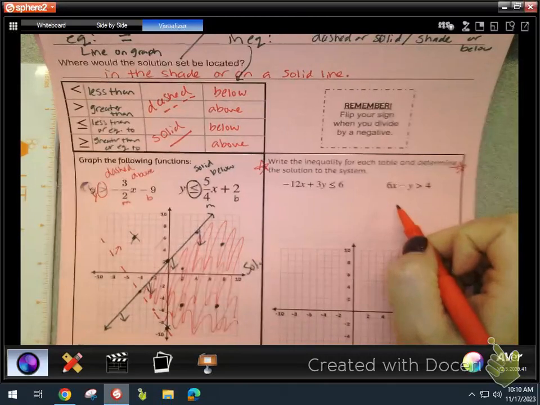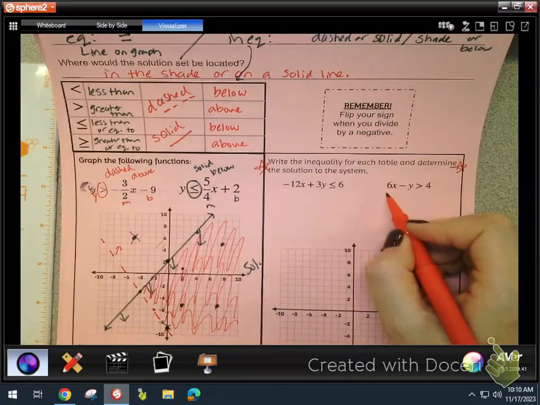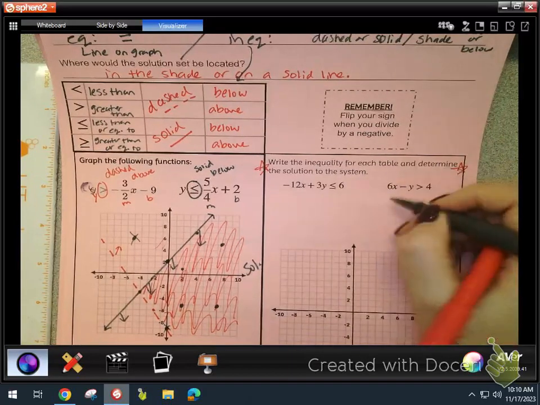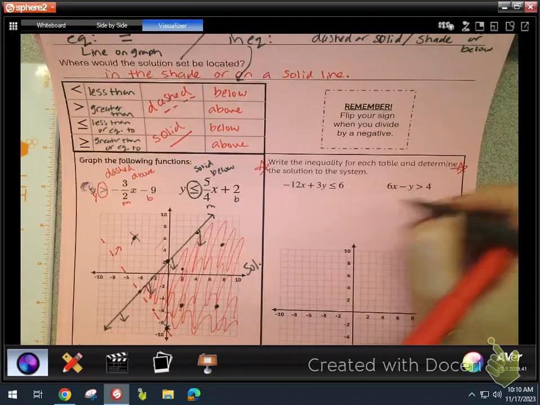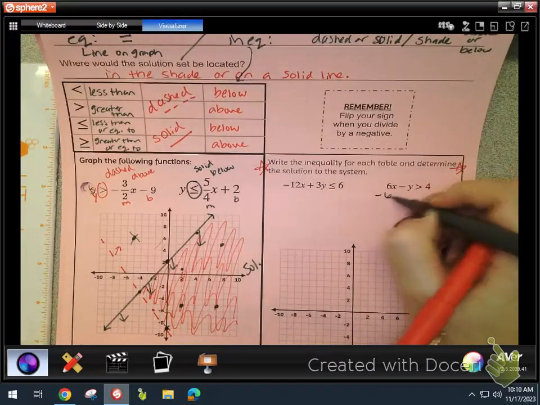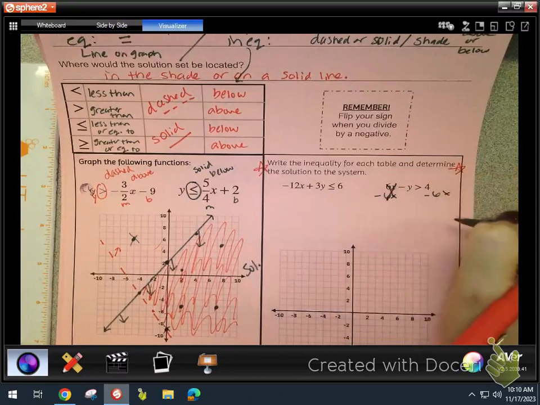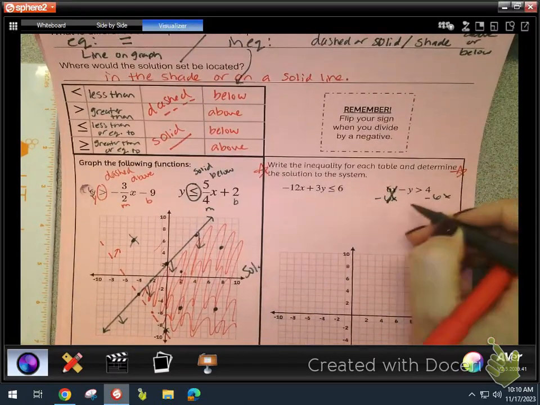So what's the first thing that we've got to do? Minus 6x on both sides. I'm doing this one first, the second one. I'm going to have y'all do the other one on your own. Minus 6x on both sides. Now, what's in front of that y? Negative 1.